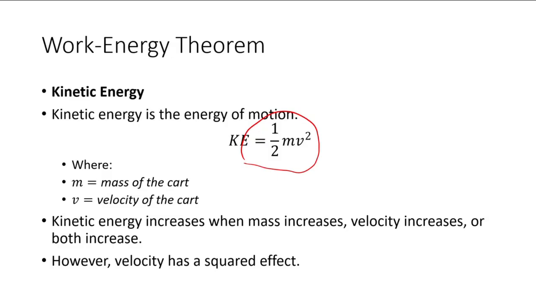Okay? However, velocity has a squared effect, unlike your mass, which has a linear effect. That means if the mass is doubled, your kinetic energy also doubles. However, for your velocity, if your velocity doubles, you have to put (2v) squared in your calculation of the kinetic energy. So that means that your kinetic energy increases fourfold when your velocity doubles.